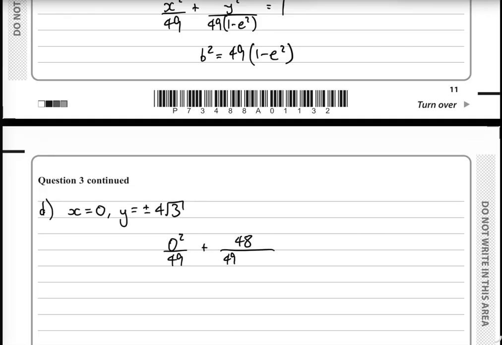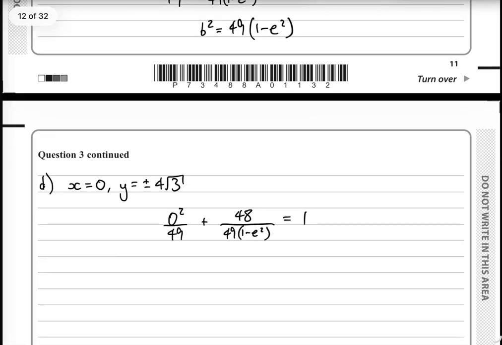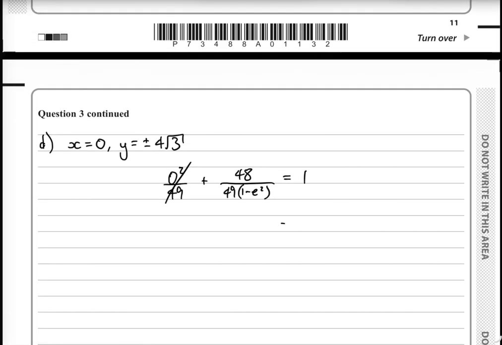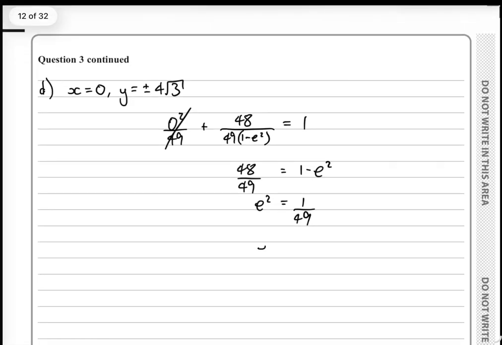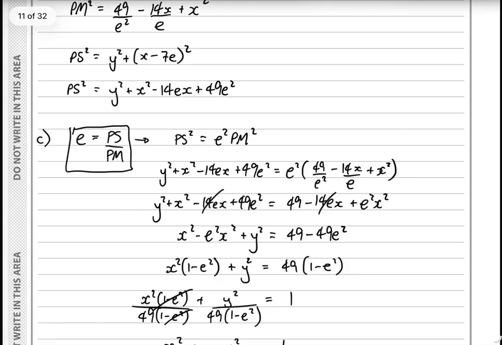over 49, (1 minus e squared) has to equal 1. That's obviously gone. So we get 48 over 49 is equal to 1 minus e squared. So e squared is equal to 1 minus 48 over 49, which is 1/49. So e is equal to 1 over 7. That's part D.